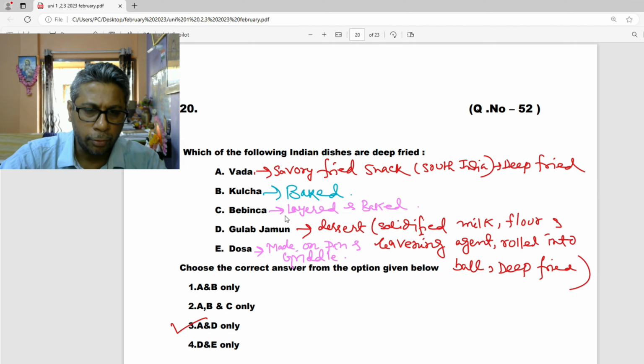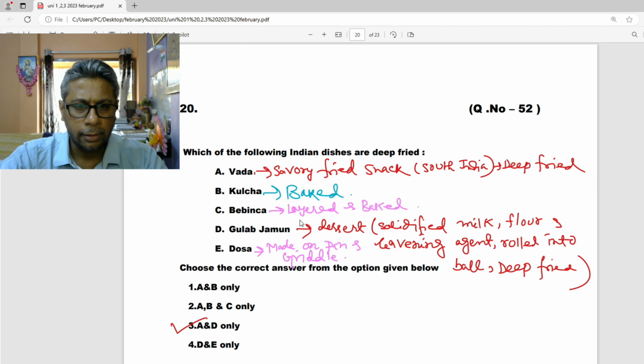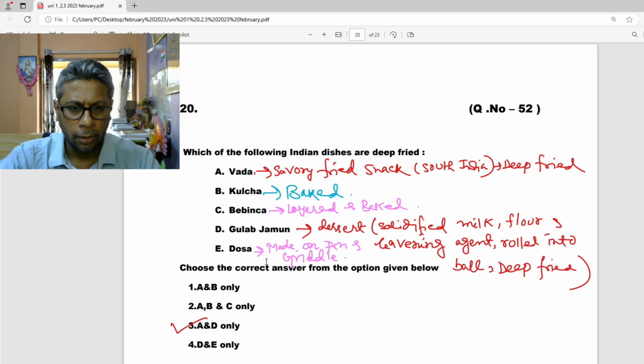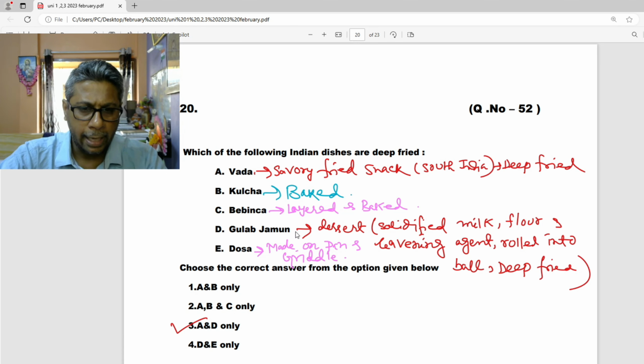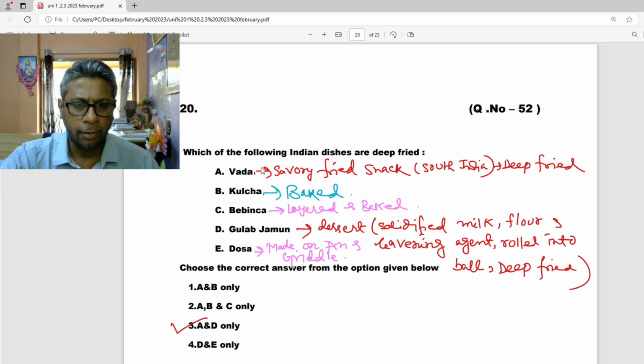Apart from these, kulcha is baked, bebinka is layered and baked, and dosa is made on a pan or griddle. So the correct answer is A and D, vada and gulab jamun.